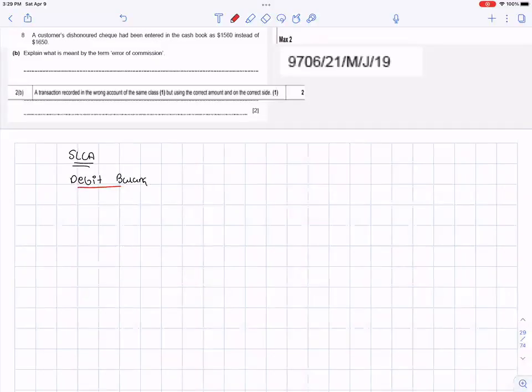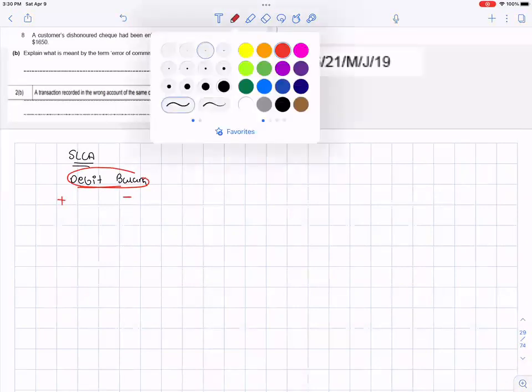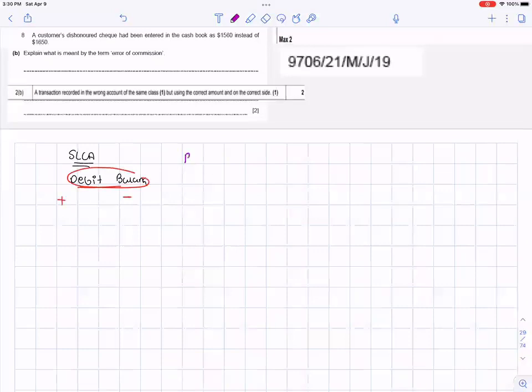What will I do? Add. If I have to do any correction in the SLCA on the credit side, what will I do? Minus. I'm expecting answers. PLCA has what balance? Credit balance. So if I have to do any corrections, if it appears on the credit side, what will I do?